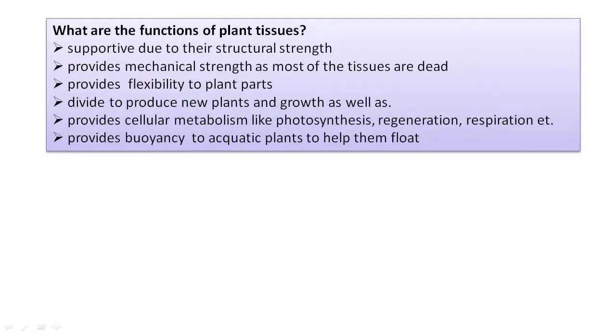First we'll know what the functions of plant tissues are. They are supportive due to their structural strength. They provide mechanical strength as most of the tissues are dead. They provide flexibility to plant parts. They divide to produce new cells and growth as well. They provide cellular metabolism like photosynthesis, regeneration, respiration, etc. And they provide buoyancy to aquatic plants to help them float.